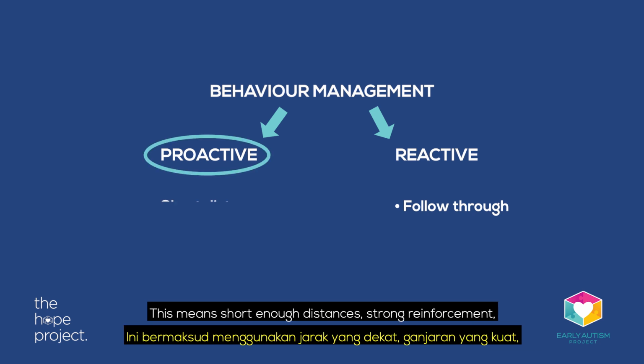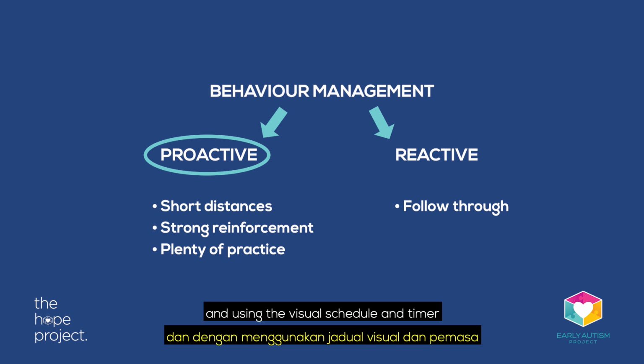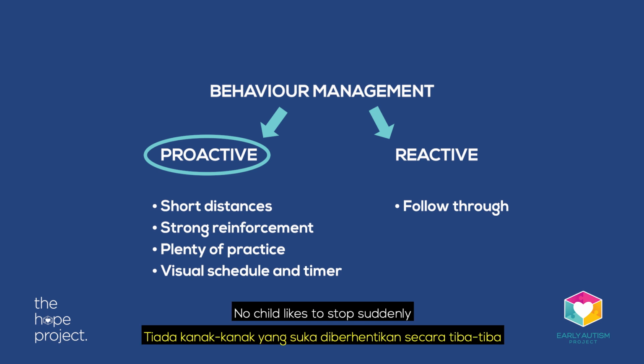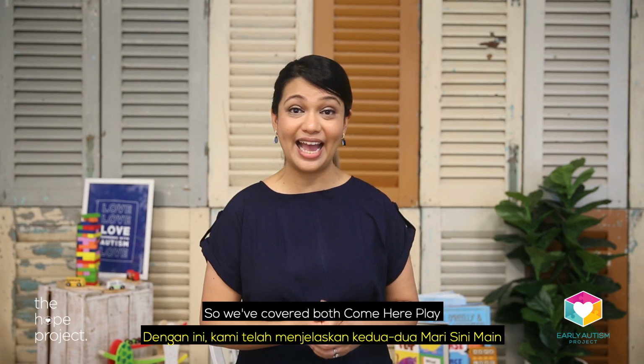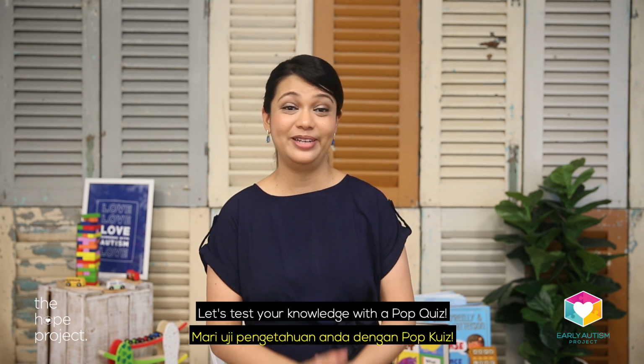This means short enough distances, strong reinforcement, plenty of practice at each step, and using the visual schedule and timer to tell them when table time is coming and start to clean up. No child likes to stop suddenly in the middle of play to go to the table. So we've covered both come here play and table at this point. Let's test your knowledge with a pop quiz.